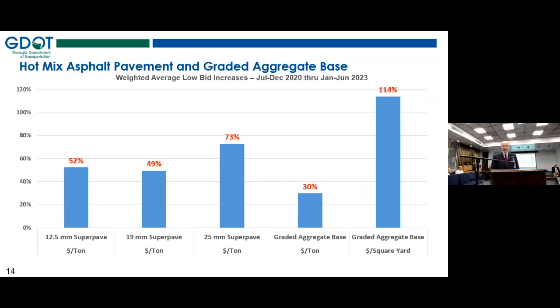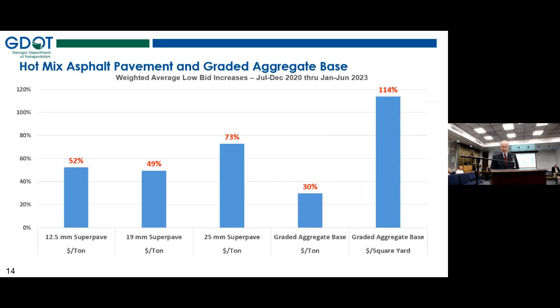So in this slide, we've compiled some of the common asphalt mixes and the base material that goes into a new pavement section. First of all, you can see the increase on all of those is pretty substantial. On the far left is the 12.5 millimeter Superpave. That's the top course, what we call the surface course. Then the 19 millimeter, the next layer, and finally the 25 millimeter, the base layer in an asphalt section. Some additional explanation is needed for the graded aggregate base.